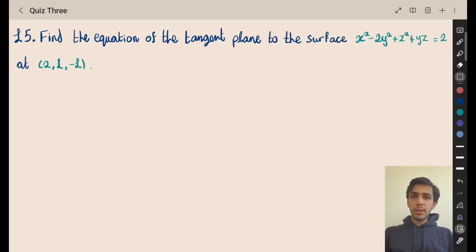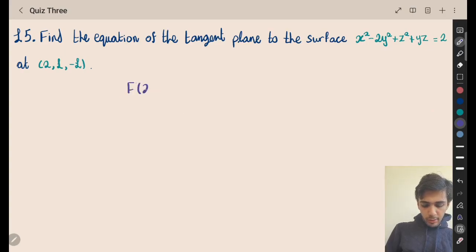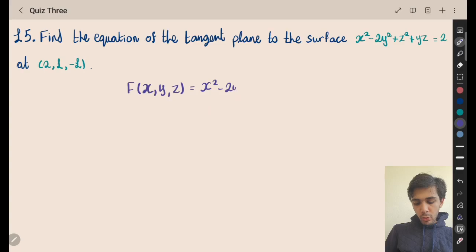Find the equation of the tangent plane to this surface at the following point. Here's how we should proceed. I'd like to start by writing down this function of x, y, and z to be x squared minus 2y squared plus z squared plus yz minus 2.